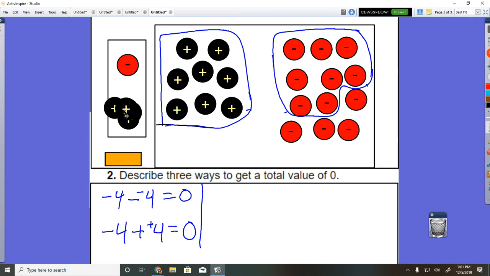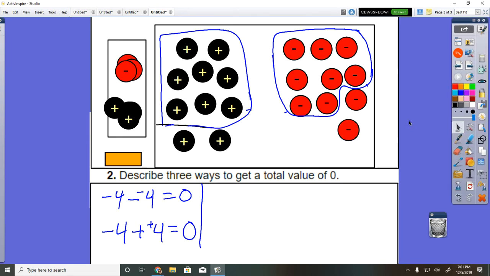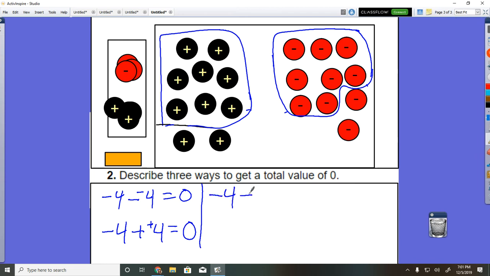Okay, this is our original board. Now, another way I could get to 0 is I could take away 2 negatives and add 2 positives. Now everything on the board cancels out. So I started out with -4. I added 2 positives, then I subtracted 2 negatives, and that also gets me to 0.